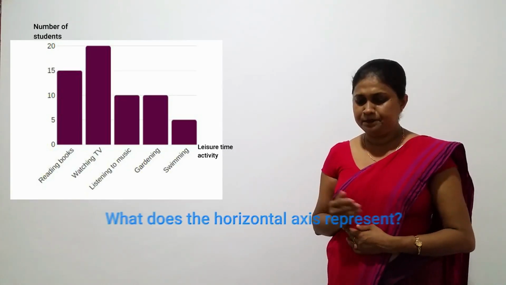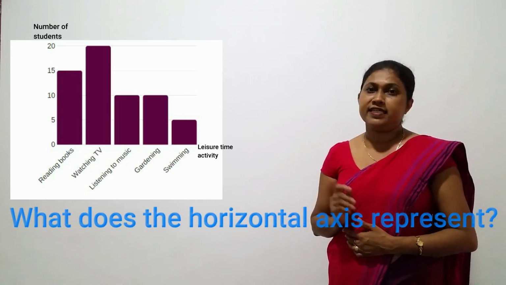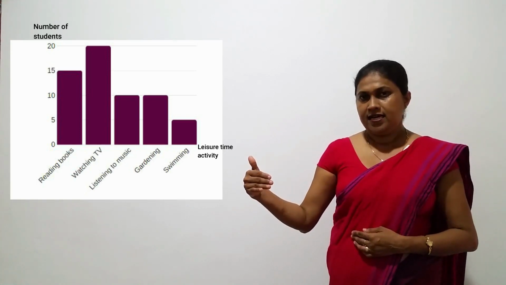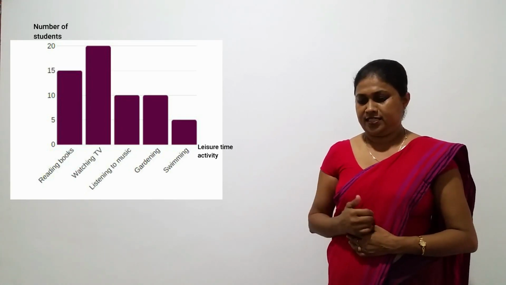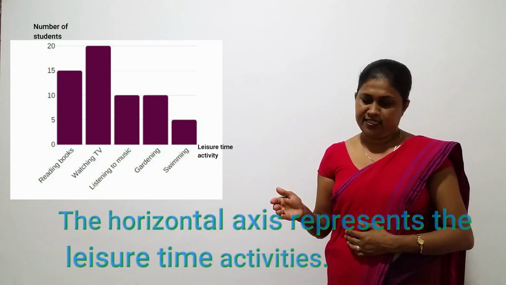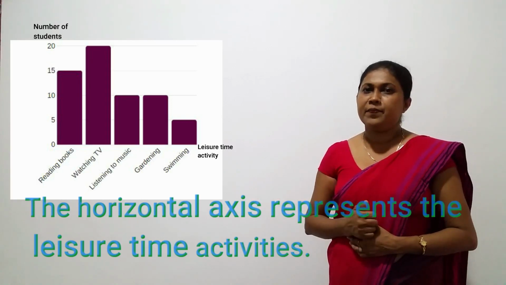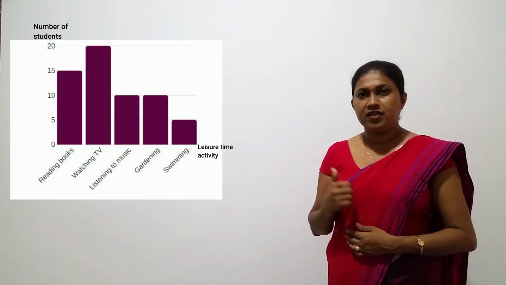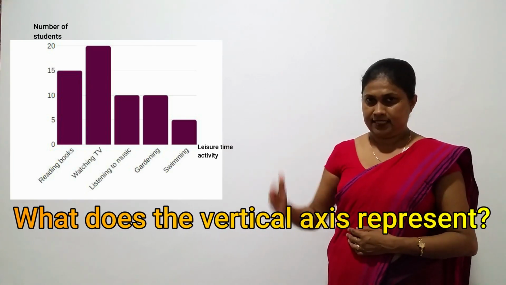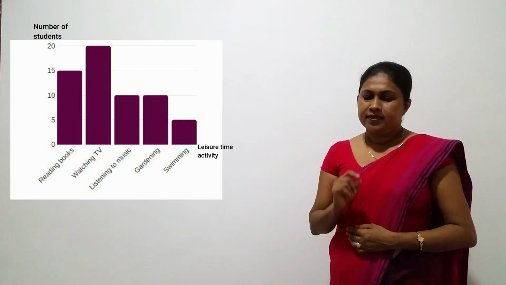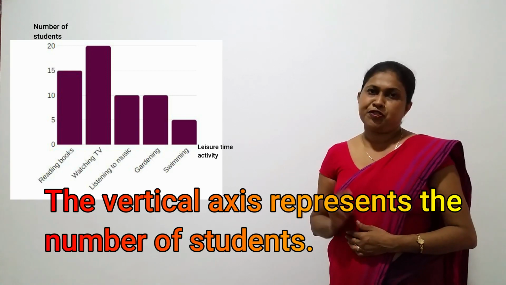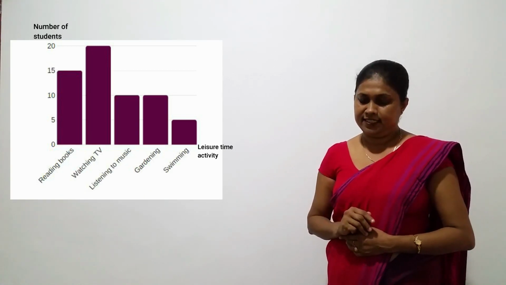The second question: what does the horizontal axis represent? Now you can see the horizontal axis like this. What does that represent? You can write the sentence: The horizontal axis represents the leisure time activities. Then I will give you another question. What does the vertical axis represent? The vertical axis is like this. You can write: The vertical axis represents the number of students. Now you have built up 3 sentences.